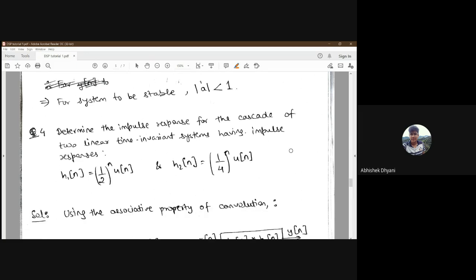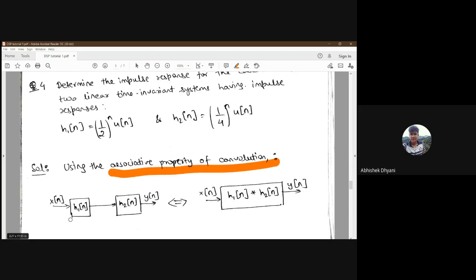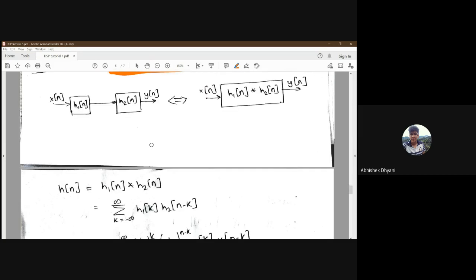So we use the associative property of convolution, which says that if we have two LTI systems in cascade, then we can find an equivalent system represented by the convolution of the impulse responses of these two systems. So when we have to find the resulting impulse response, we just need to take the convolution of these two individual impulse responses. So I'll just write the expression here. H of n is h1[n] convolved with h2[n], which in terms of the summation is written like this.